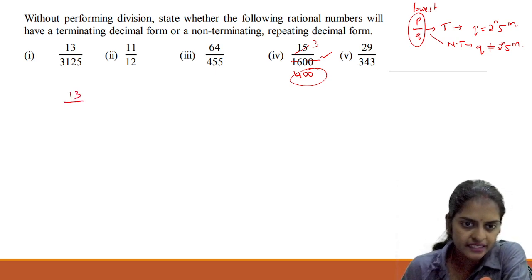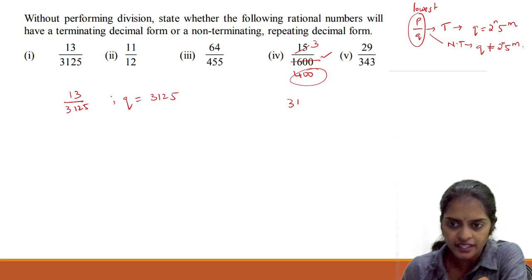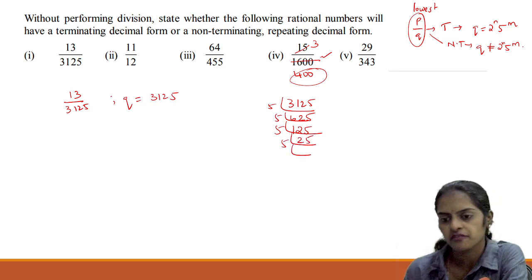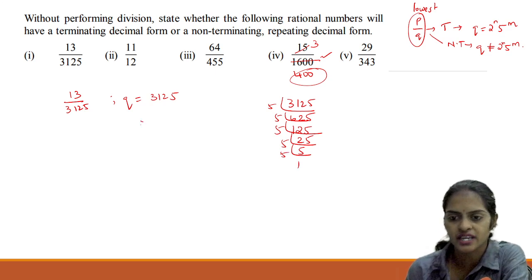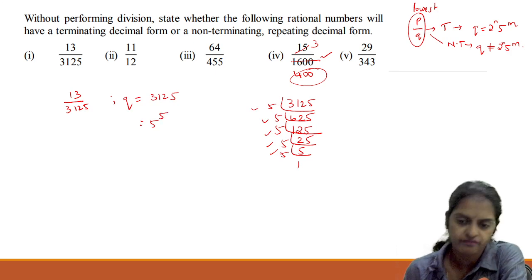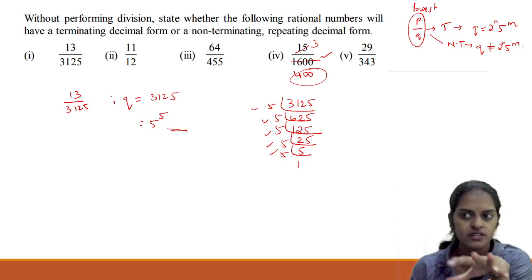So here 13 by 3125 is already in the lowest form. So I will consider the denominator, which is 3125. So 3125, you will prime factorize and see. 5 6s are 30, 5 5s are 25... So I can write it as 5 power 5. So you might be wondering, there is no 2 here. I did not get any 2 here, so it is non-terminating.